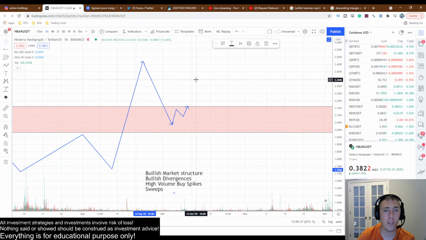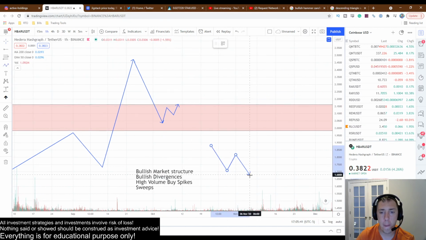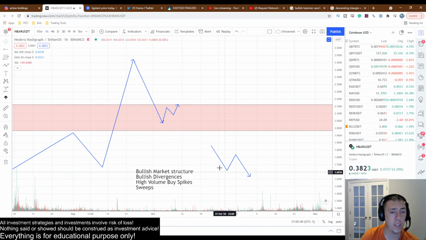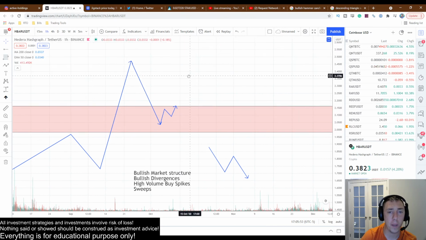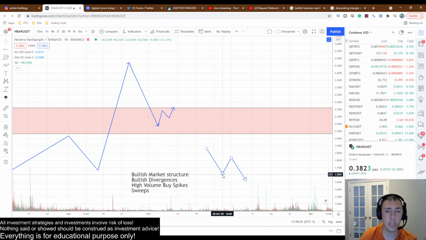Maybe you have a bullish divergence, which means that you have a lower low, but the key is that your RSI is actually increasing as your price is decreasing, right? So bullish divergences. You may have a high volume spike on an increase. Hypothetically, let's say this increase right here had very high volume. That's a bullish sign, right? I like that.